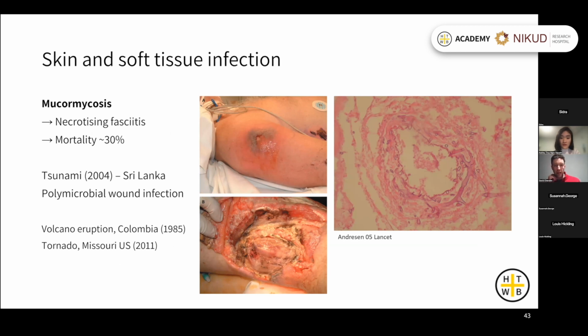And just finally, there are some other infections which aren't typically classed as deep fungal infections, but they do cause deep subcutaneous infections. One of them is mucormycosis. This has been seen in survivors of the tsunami in Sri Lanka. Usually this is in the context of polymicrobial infection, and mucormycosis can progress to necrotizing fasciitis with a high mortality. And that's also been seen with other natural disasters, so volcano eruptions and tornadoes.